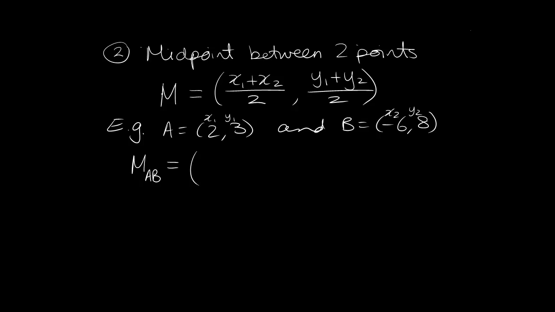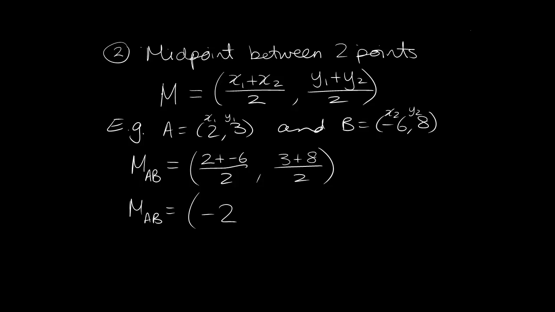So in this case, x1 is going to be 2, and x2 is negative 6, all over 2. And then y1, which is 3, y2, which is 8, all over 2. So the midpoint is going to be, let's just finish this off, okay? So 2 plus negative 6, which is negative 4, divided by 2 is negative 2. And then on the other side, we've got 3 plus 8, which is 11, divided by 2. So we can write that as 11 over 2.